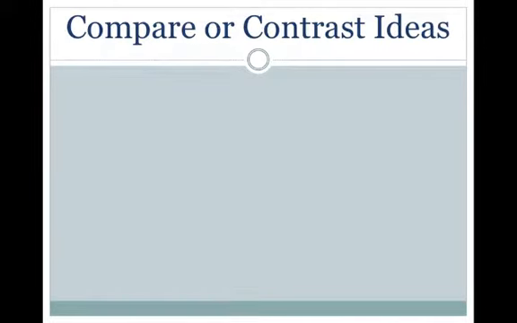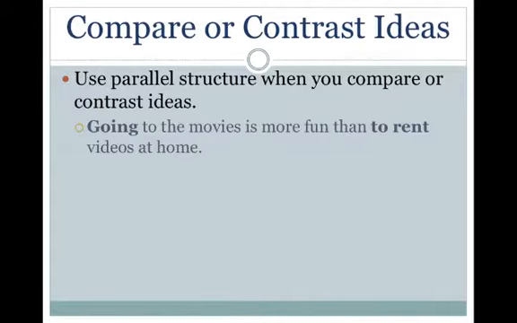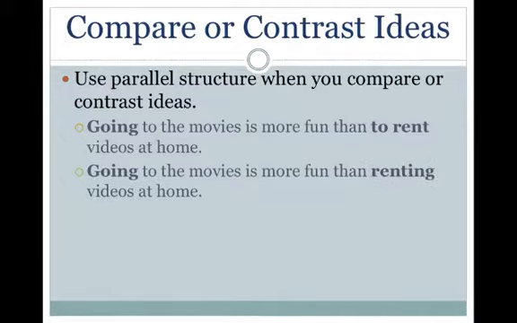Compare or contrast ideas. Make sure you use parallel structure when you compare or contrast ideas. For example, "Going to the movies is more fun than to rent videos at home." In this case, the sentence is not parallel because an infinitive, to rent, is being compared with a gerund, going. Instead, the sentence should be written, "Going to the movies is more fun than renting videos at home." In this case, the gerund, going, is compared to the gerund, renting.